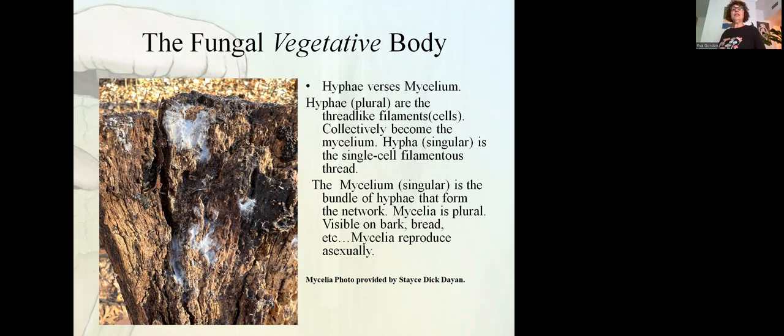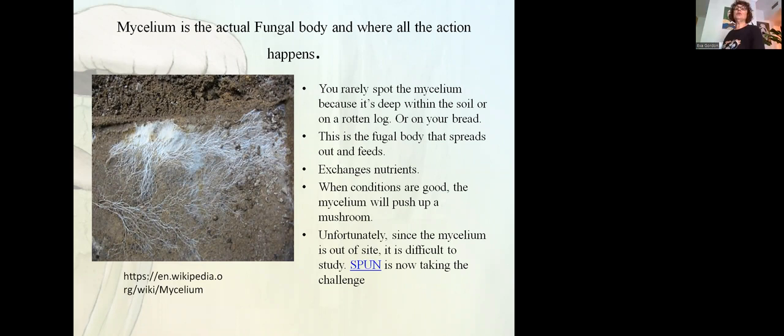So here you see it visible on the bark, and you could also see it on your bread when it gets moldy. So this is where all the action is happening. Okay, so this is where all the exchange of nutrients and growth happens. And unfortunately, you rarely spot the mycelium because it's deep within the soil or on a rotten log. So no one's, you know, turning over rotten logs to look for mycelium.